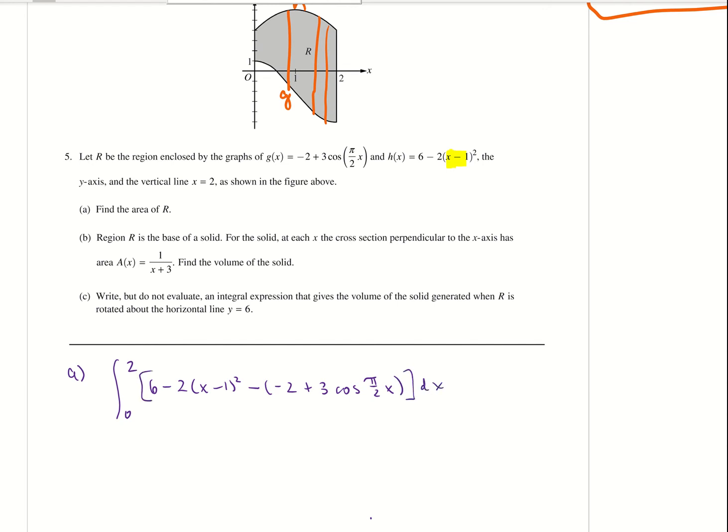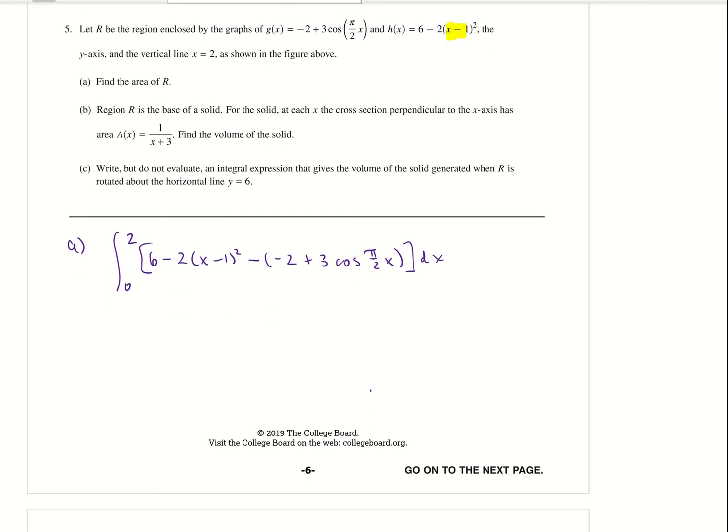Now they do want me to find it. No calculators allowed, so I have some computation to do first. Remember, x minus 1 quantity squared really does mean that binomial times itself. If you expand that out and distribute, this would be 6 minus 2x squared plus 4x, watch your signs, minus 2. If I distribute this negative because I'm subtracting all of g, I get plus 2. Those will cancel out. Minus 3 times the cosine of pi over 2 x dx.